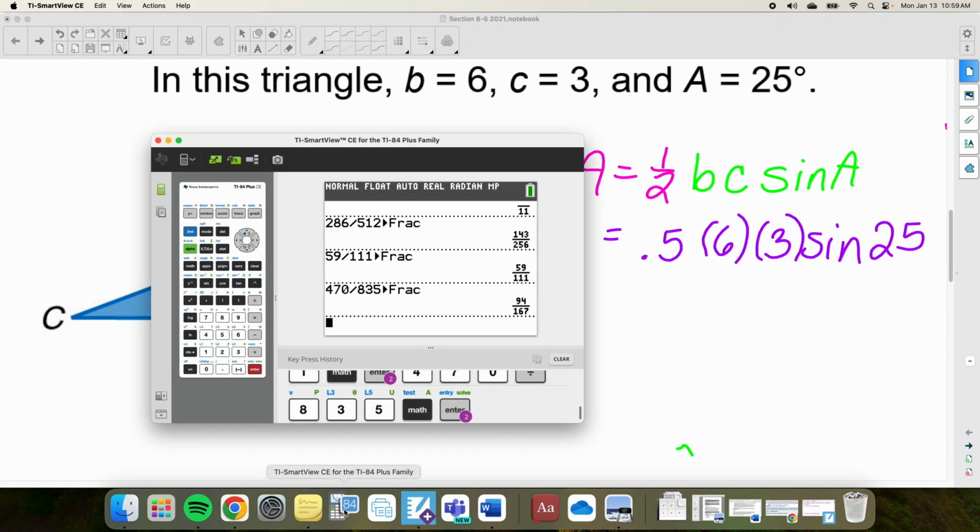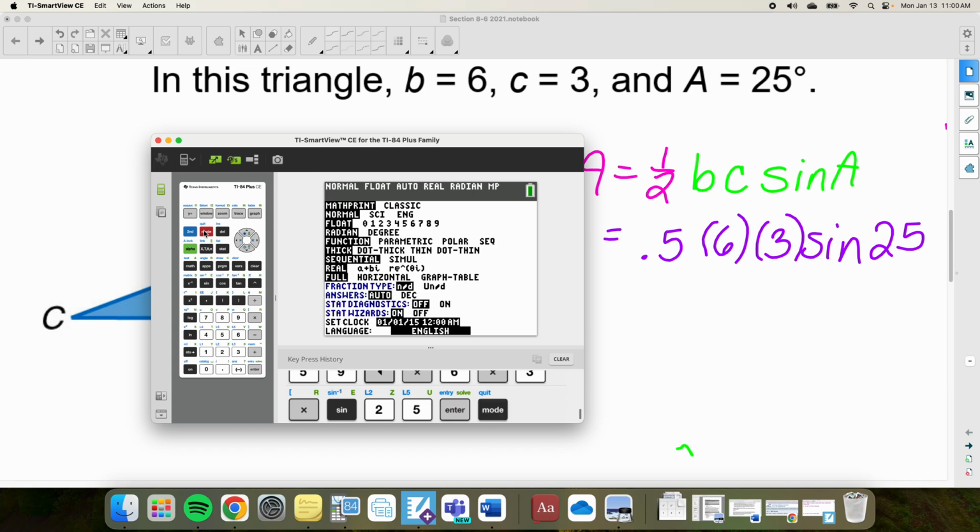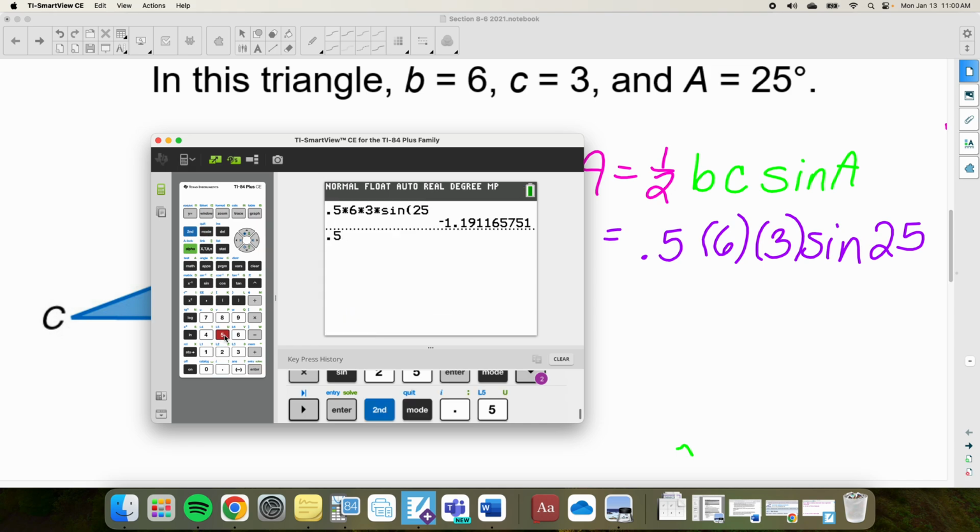So if I go to my calculator, okay, we'd go 0.5 times 6 times 3 times sine 25. And if you get a negative like this, that should tell you something is wrong with your calculator. And for me, it would be that it's not in the correct mode, okay? So this is probably the first time I've opened this one up, so I have to go and change it to degrees, and then I can go back and do that same thing.